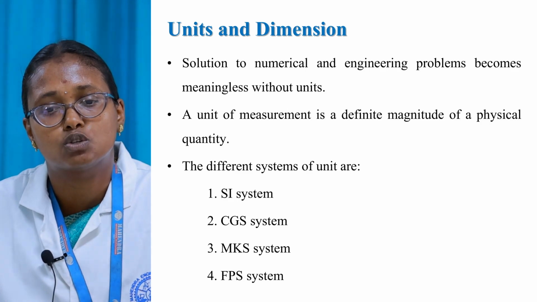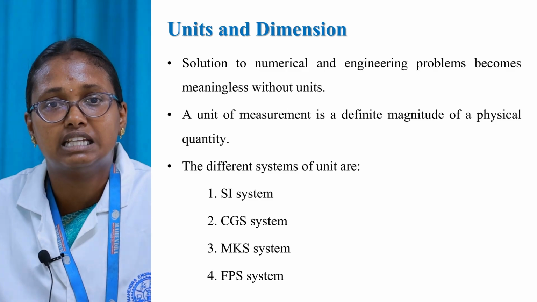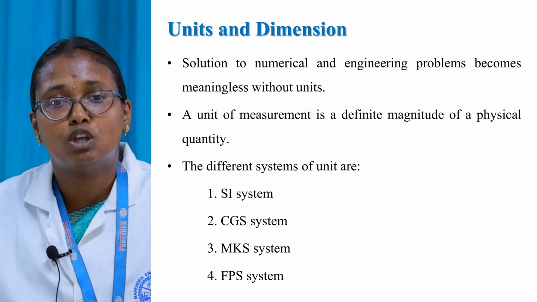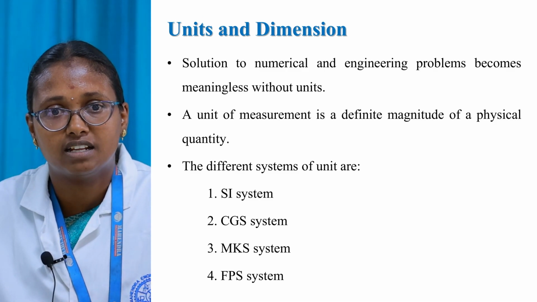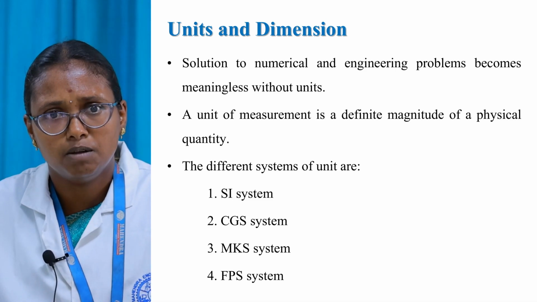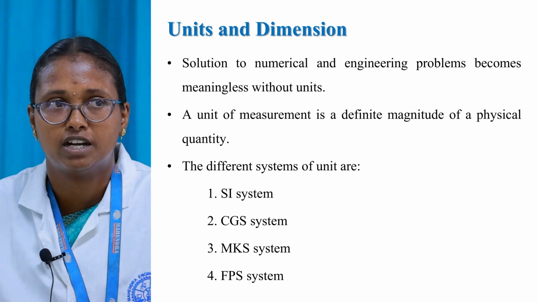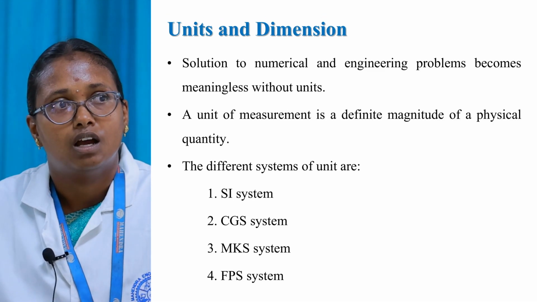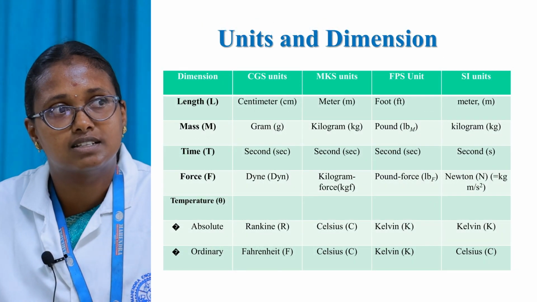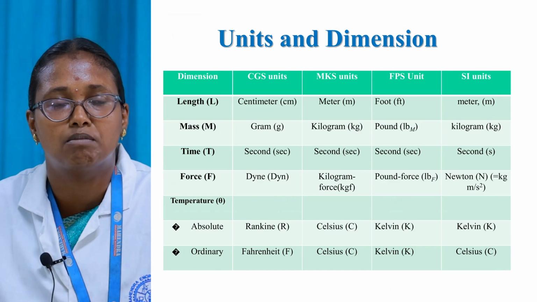What is dimension? Dimension is nothing but mass, length and time. These are the three fundamental dimensions. Without these three we cannot indicate the unit and dimension of a component. So the important thing is we need unit and dimension for notifying a component. And these are the fundamental dimensions, that is length, mass, time, force. So by using these only we denote the dimensions.